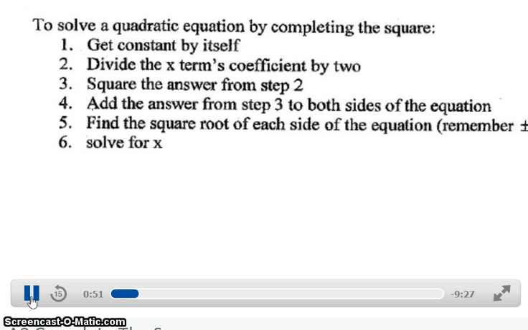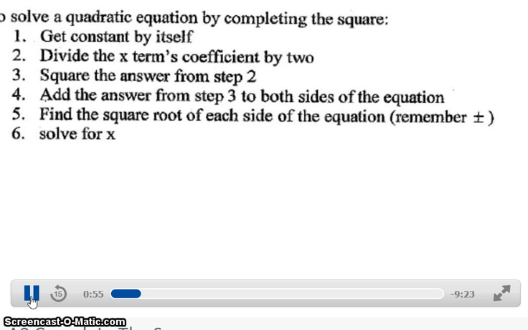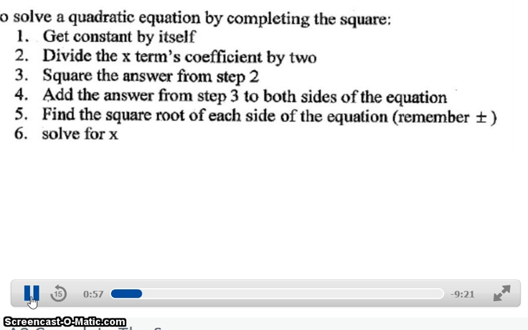So you're going to find the square root of each side. On the left, we're going to talk about how you write it. There's a certain pattern that you always go through. And on the right, you've got to remember that when you take a radical to find the square root, you've got plus or minus. That's where you're going to get your two answers. You can solve for x.